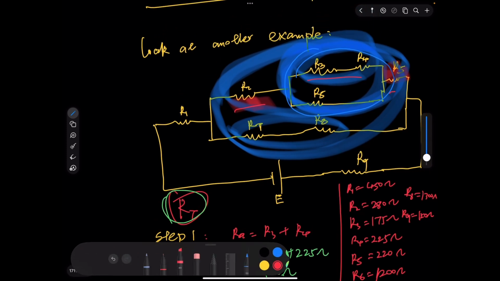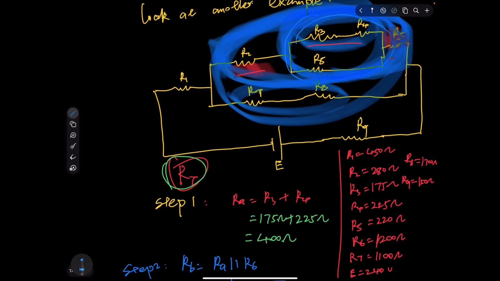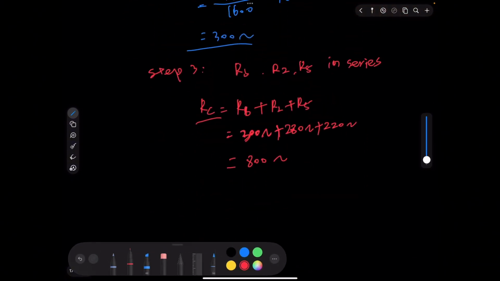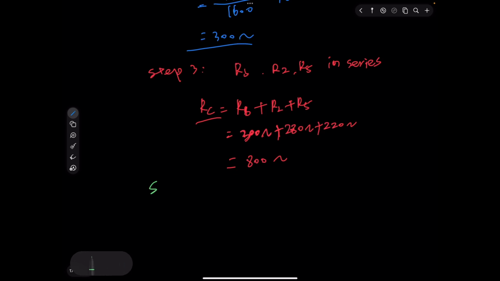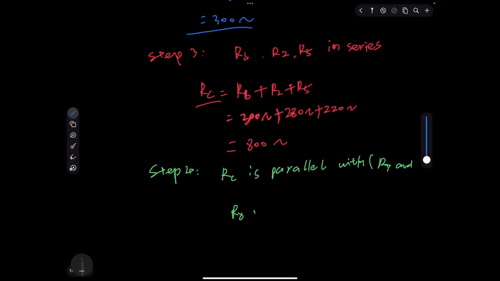After we solve RC, basically it's this part, everything on the top here. And then RC is parallel with R7 and R8. We can put them together. Let's say this is step 4. RC is parallel with R7 and R8 in series.